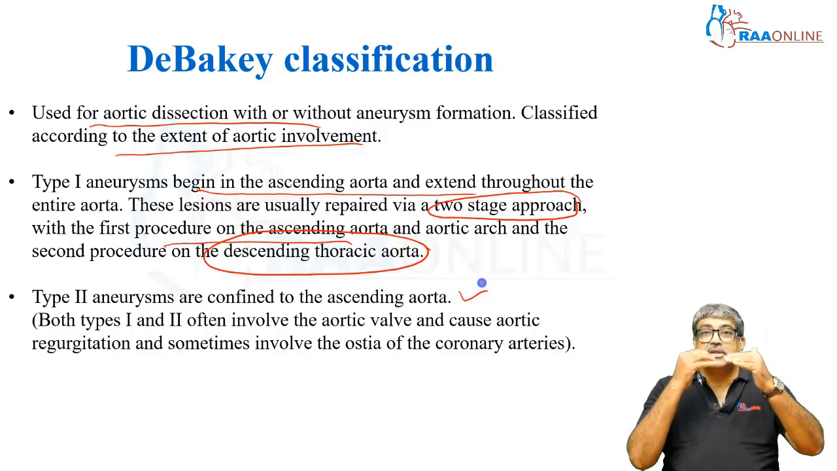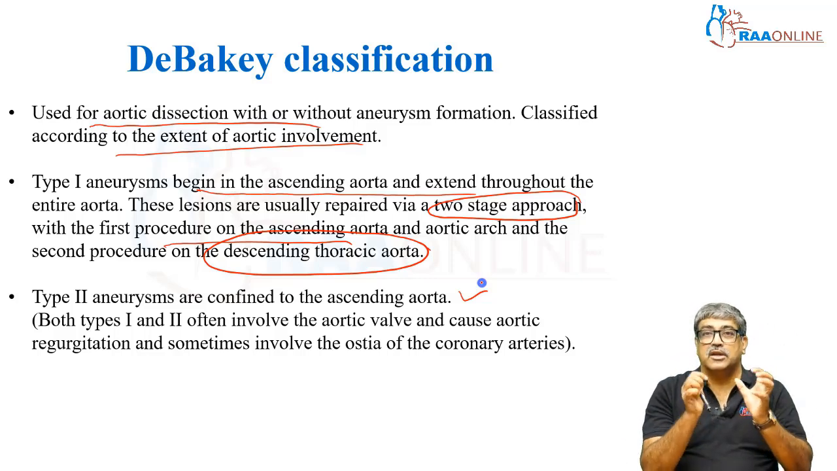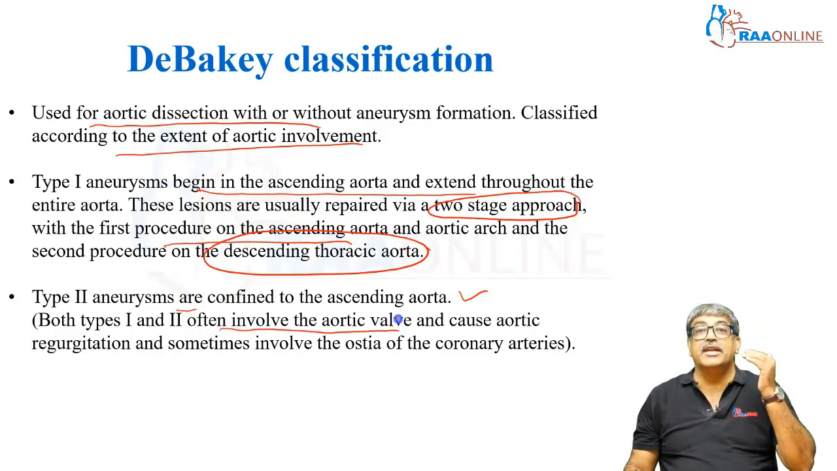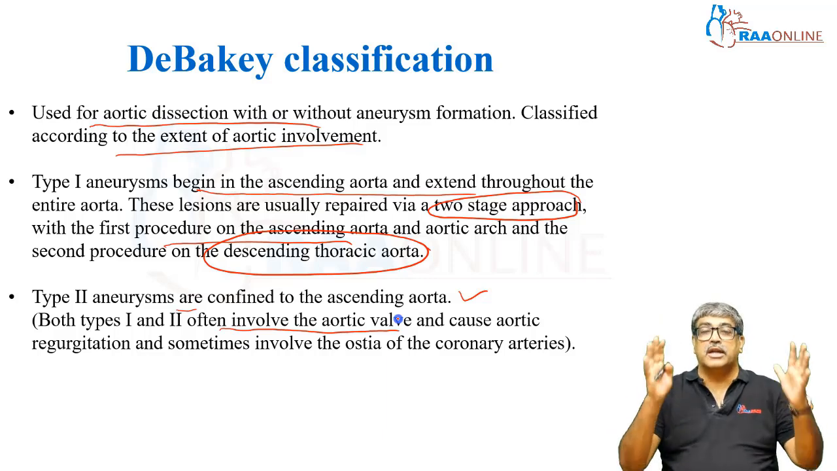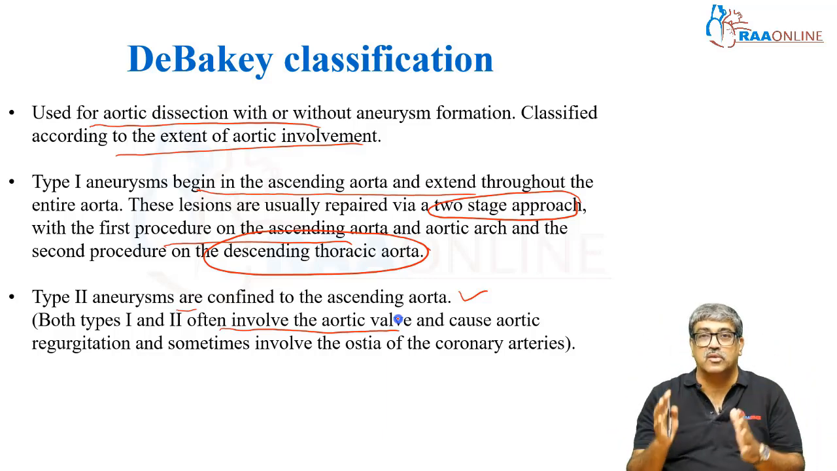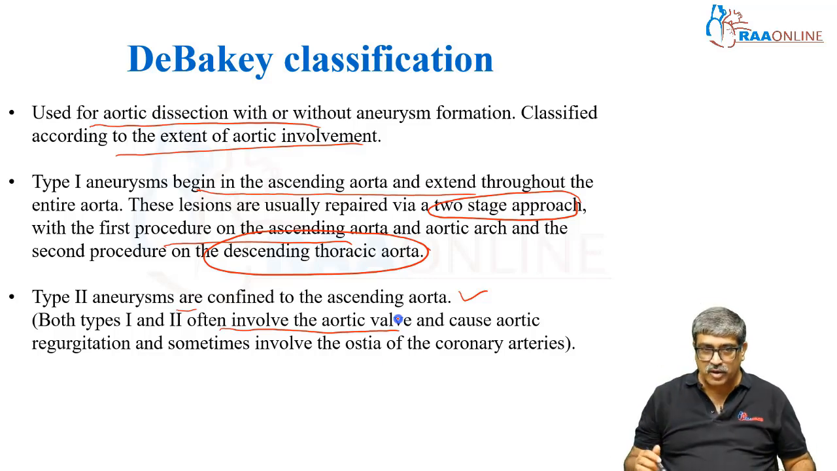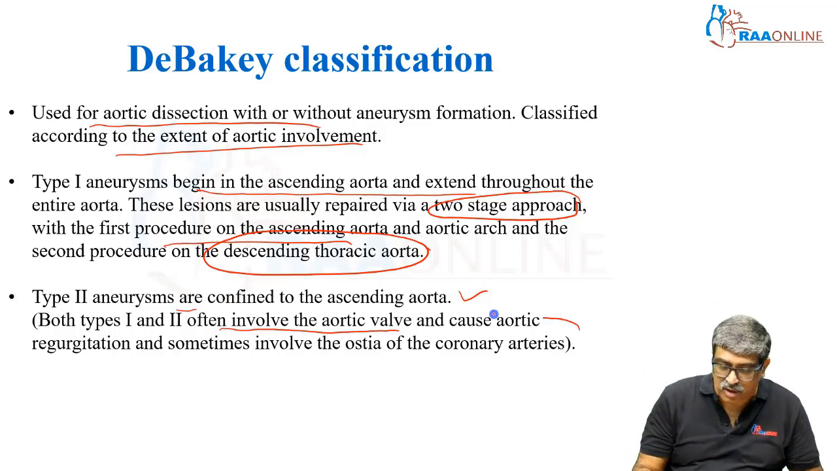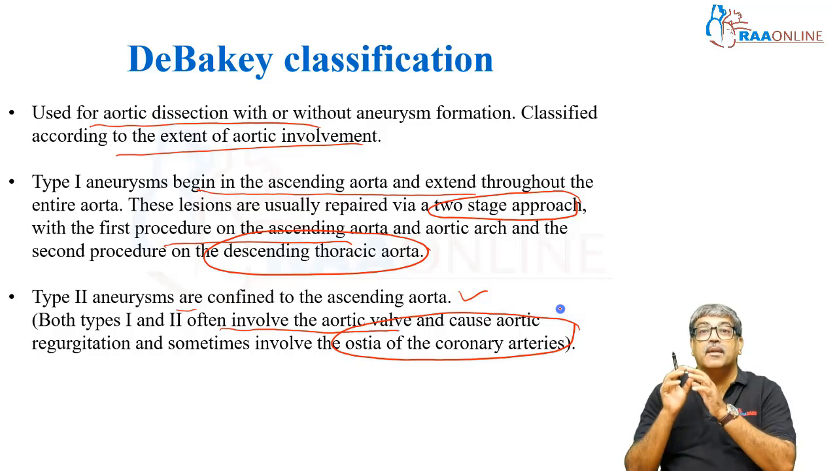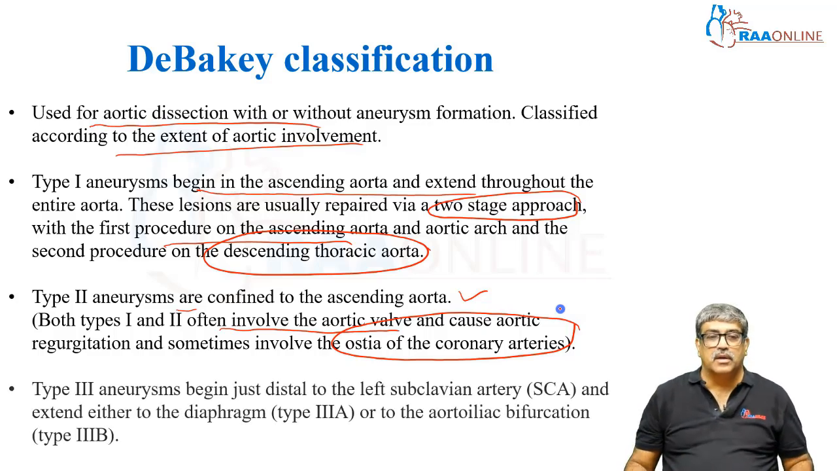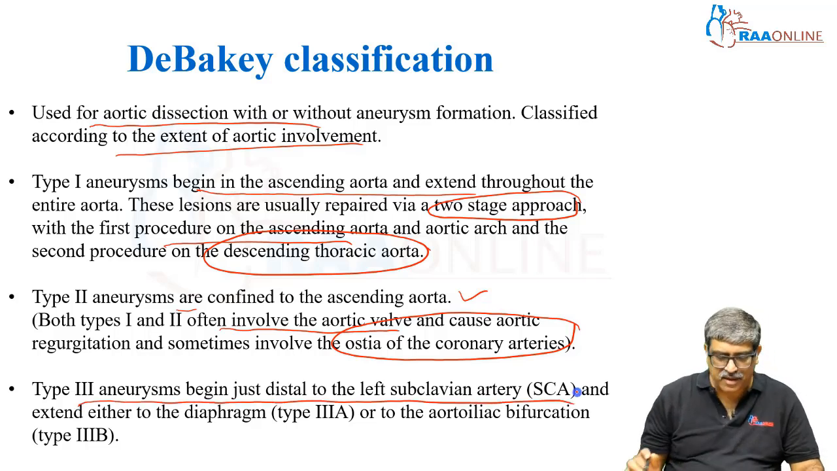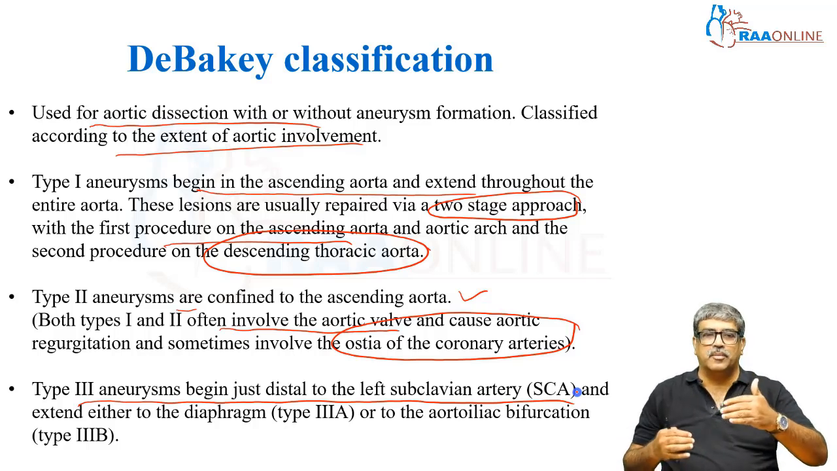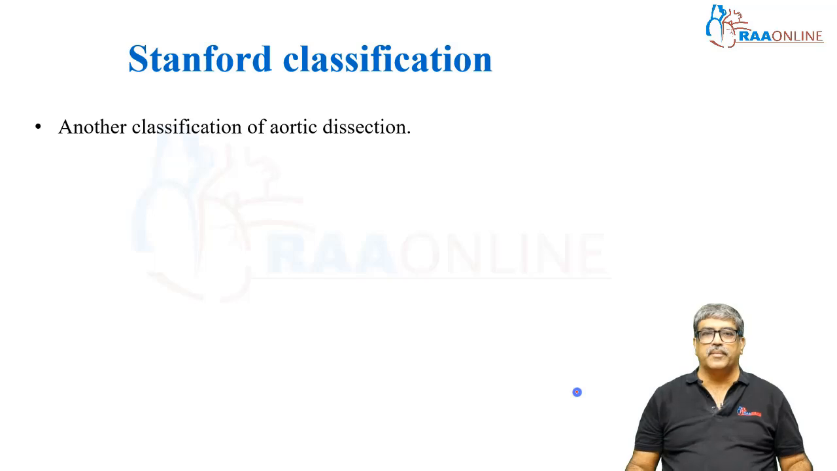And what happens with type 1 and type 2 is only the ascending aorta is involved and there can be aortic wall involvement which can lead to aortic regurgitation. So in type 1 and type 2 DeBakey, you should always look at the aortic wall and see whether any aortic regurgitation is there. Another important thing is the coronary ostia might be involved and there can be coronary ischemia. Type 3 just begins distal to the left subclavian artery and extends only to the thoracic part or goes into the aortoiliac bifurcation. It is called 3A and 3B.